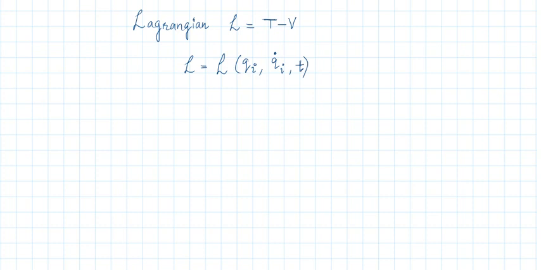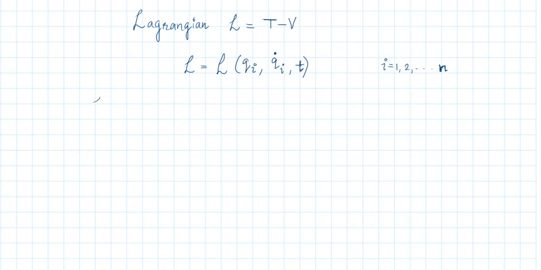This Qi, i can run from 1, 2, 3, etc. up to n if there are n generalized coordinates. If you are considering a system of n degrees of freedom, there will be n generalized coordinates, and in general, the Lagrangian can be a function of all the generalized coordinates, all the generalized momenta and time.